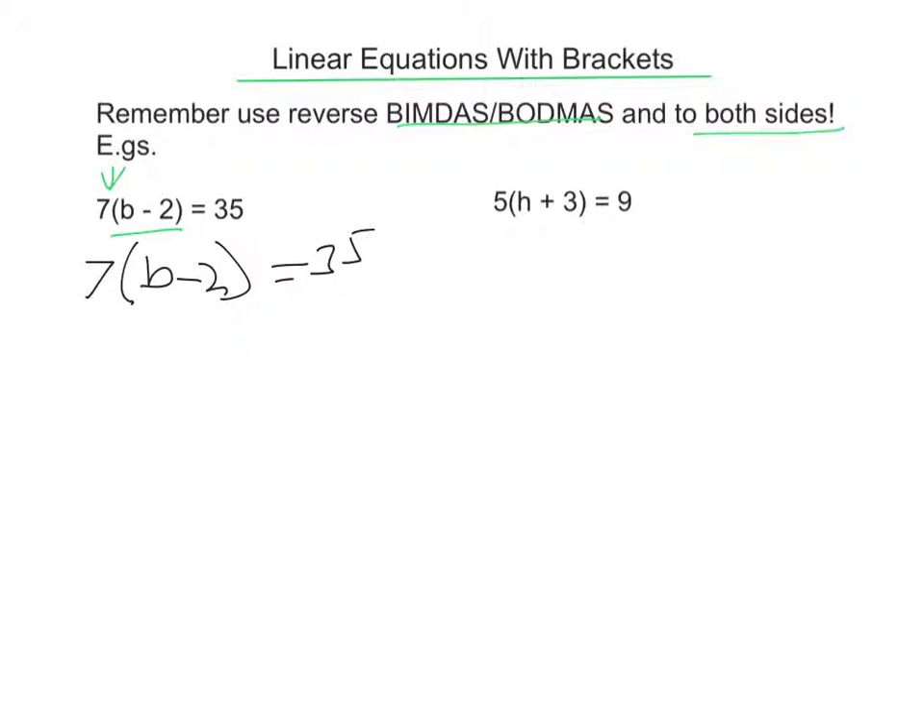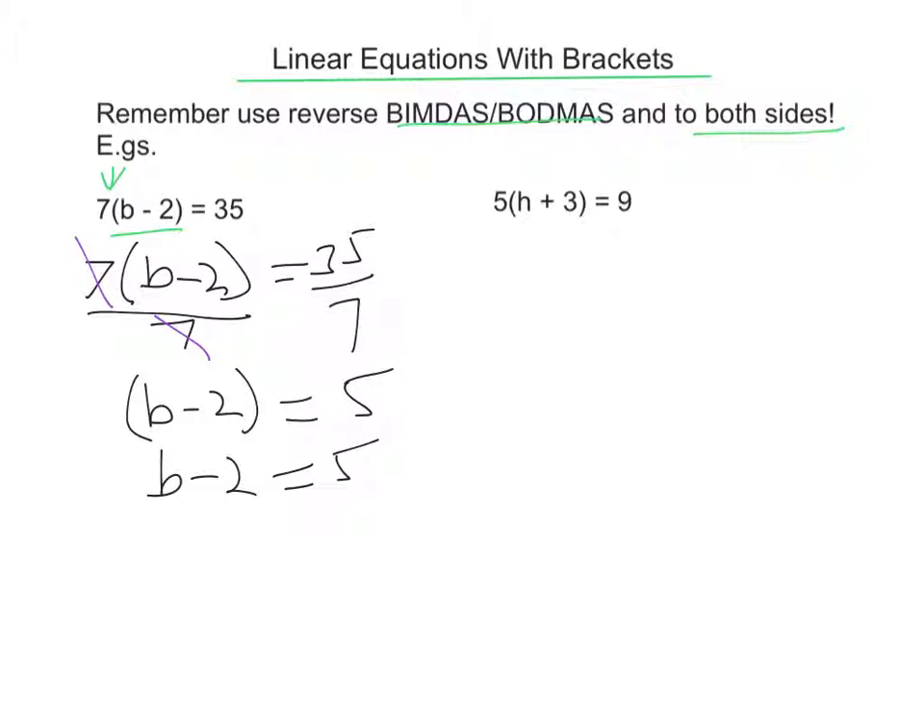What I will do is divide both sides by 7, keeping the equation balanced. I can cancel those two 7s. They produce the answer 1. So 1 times the bracket still stays the bracket. So we've got b minus 2. And we don't really need to write the bracket anymore, but I've done it there. It's 35 divided by 7 is 5. So what's left is b minus 2 equals 5.